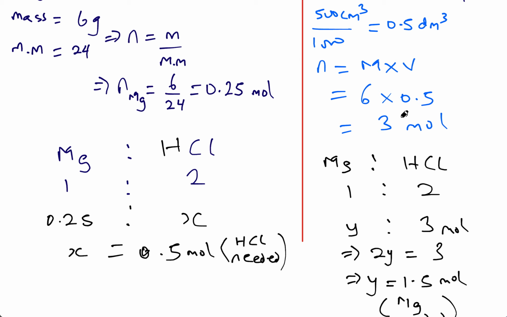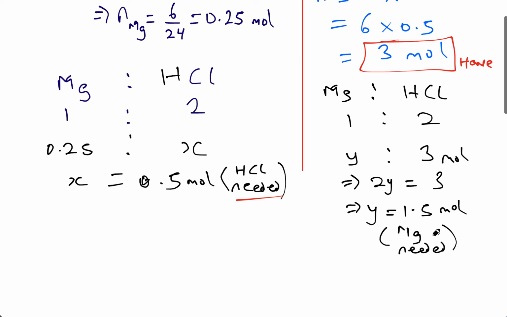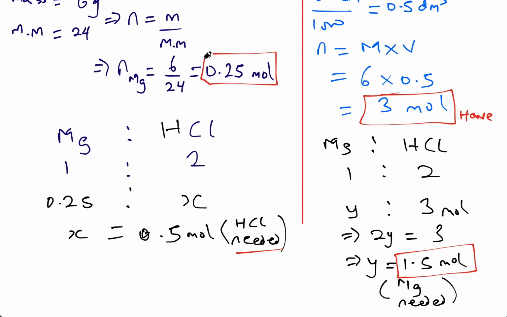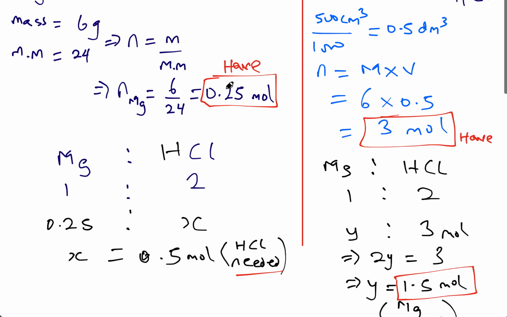That implies that what we have for HCl, which is this 3 mole, this is what we have. And this is what we need. What we have is more than what we need. That implies that we have excess reactant. So HCl is in excess. If we go and compare this, what we need for magnesium is 1.5 mole. But what do we have? We have 0.25. What we have for magnesium is lesser than what we need. That implies that this magnesium is the limiting reactant.